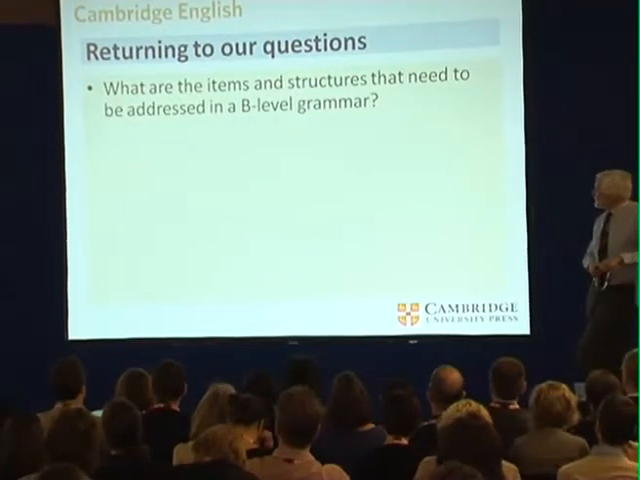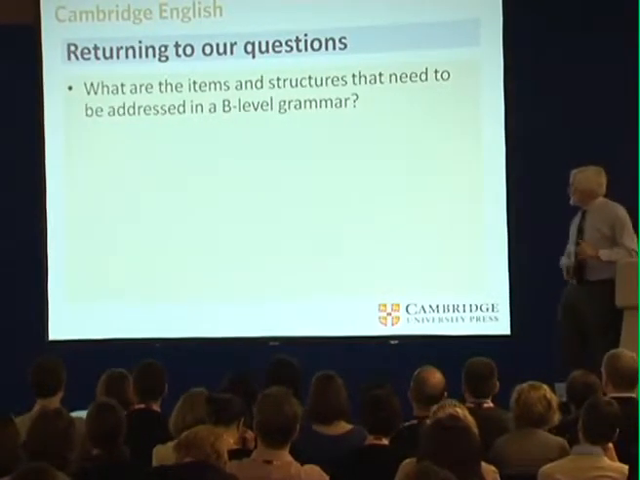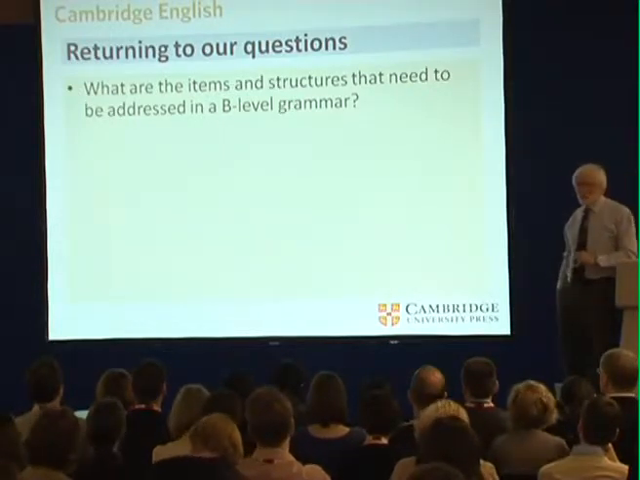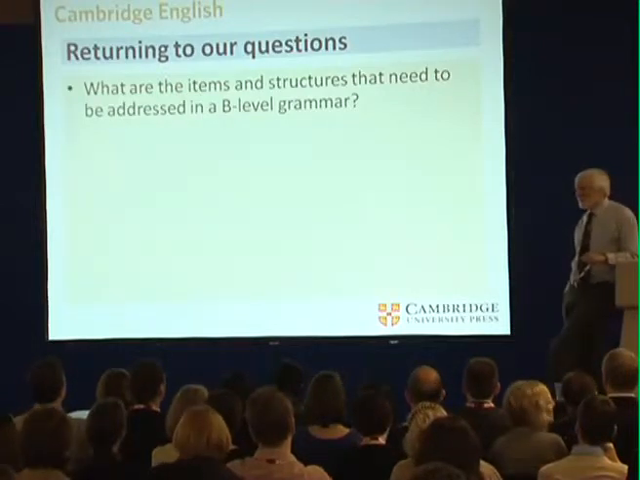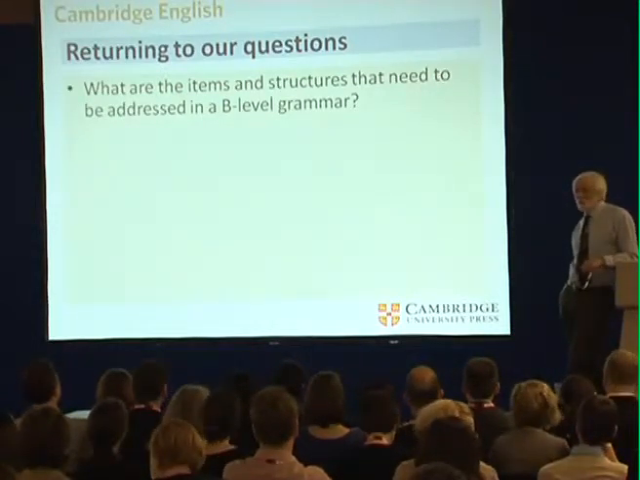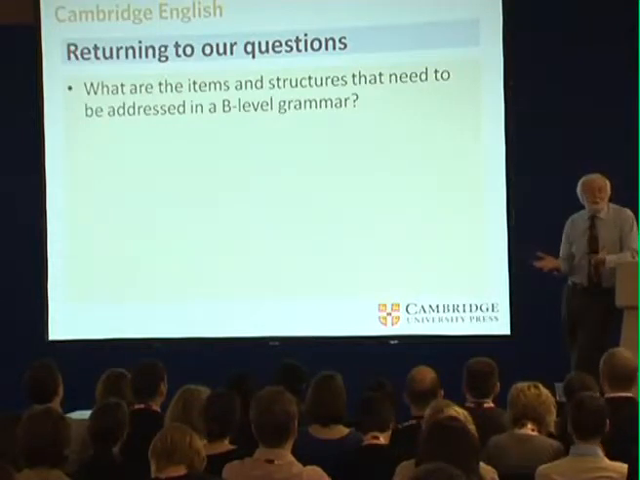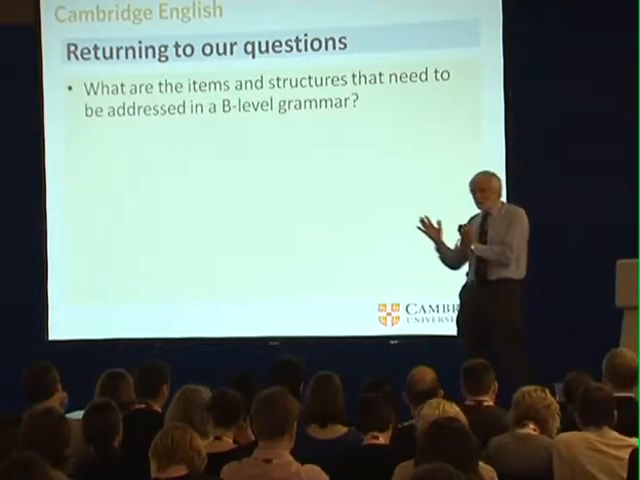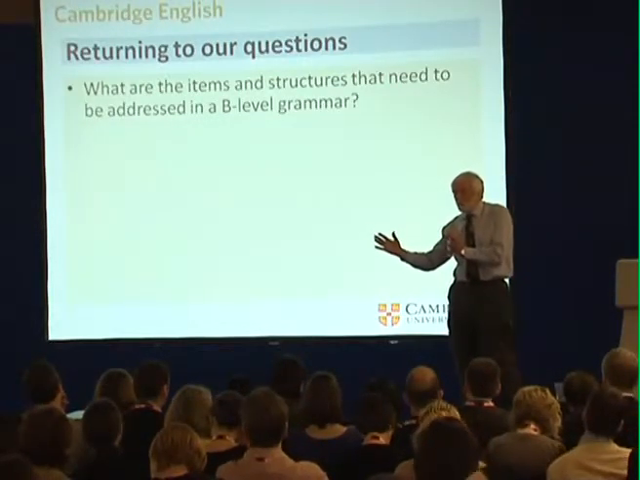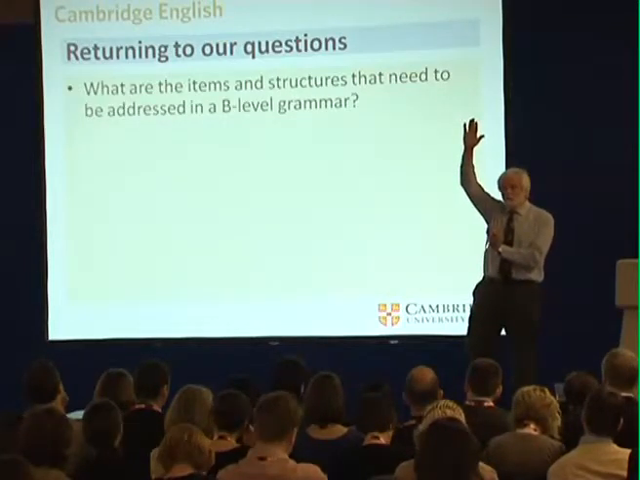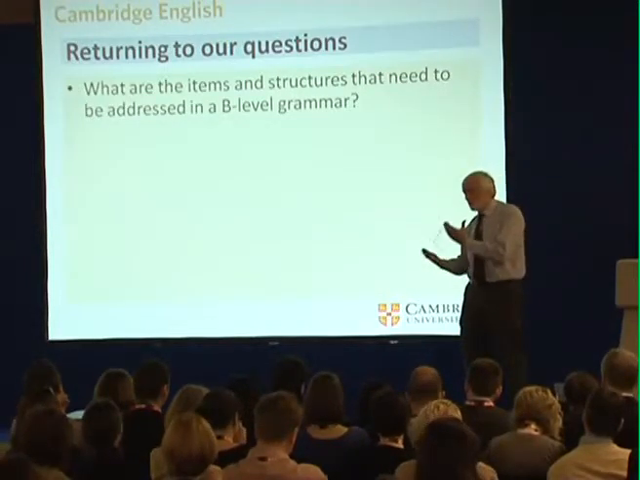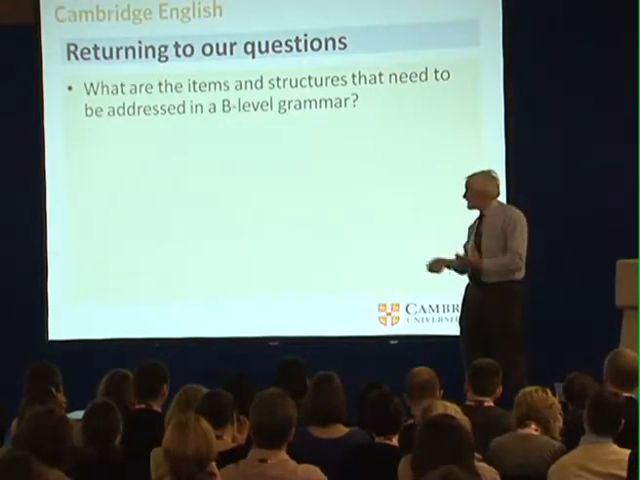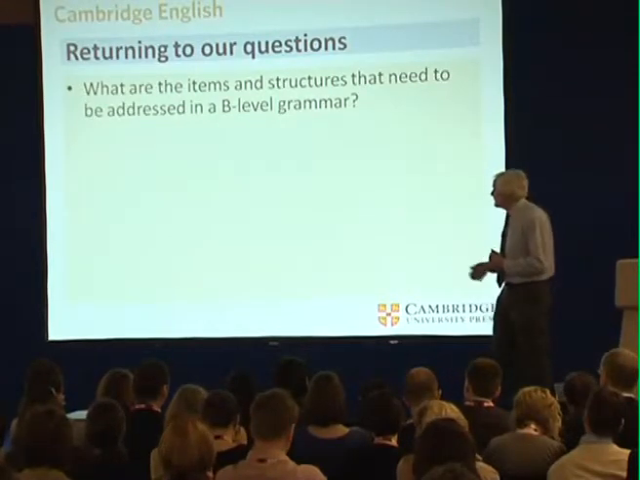The first question is, what are the items and structures that need to be addressed in a B-level grammar? And in some ways, it's all of them. That's the honest answer. You need a wide range. You don't need everything. But the B level is, as we've seen, this point where learners classically cross the threshold and the learning curve goes massively steeply up, and it involves all sorts of problems and issues for the learners. But as Anne pointed out, one of the reasons it goes up is there is so much activity going on. I don't know whether you want to comment further on that point.